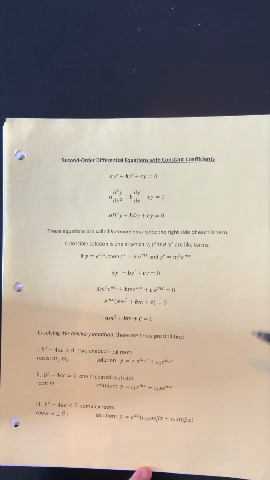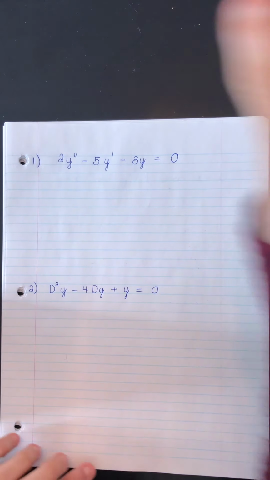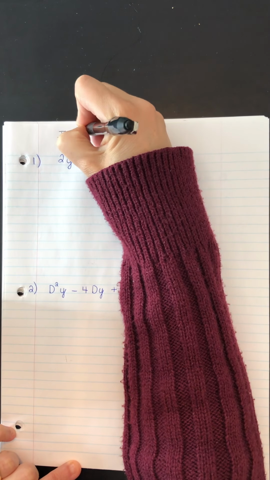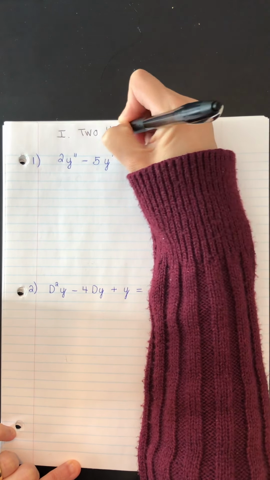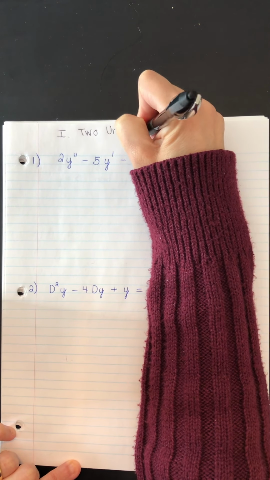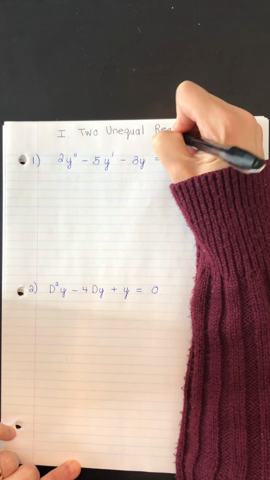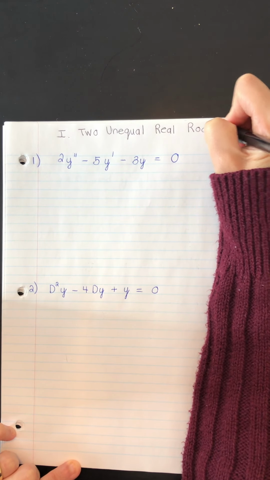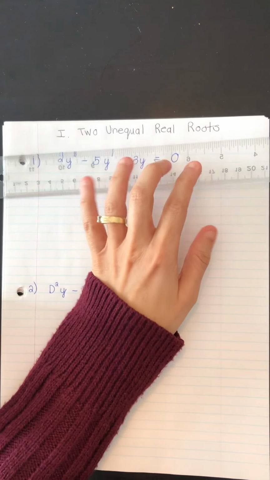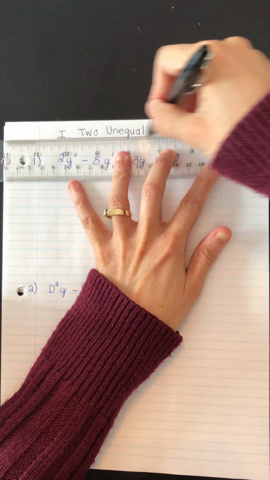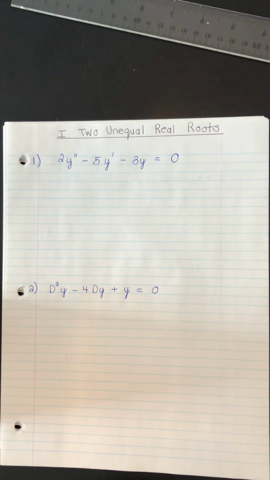So I'm going to do 3 separate lessons, one for case 1, one for case 2, and one for case 3. We are going to focus today on case 1, which is having 2 unequal real roots. Okay, so this is case 1, 2 unequal real roots. That's the focus of our lesson today, and my intention is to go through 5 examples with you.